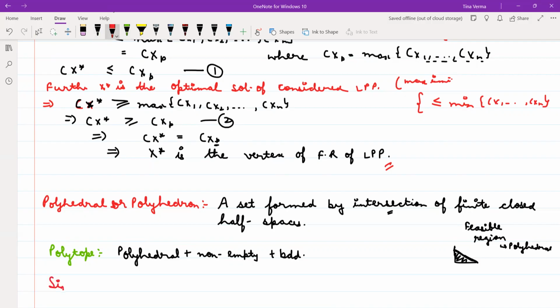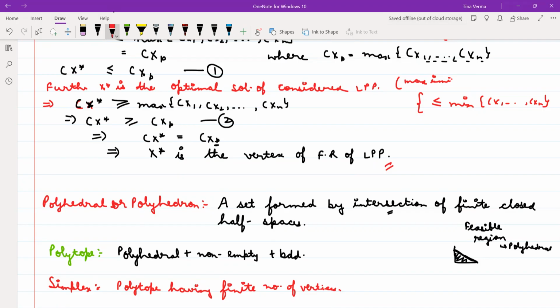Sometimes whenever we ask what is simplex, students say it is a method, but actually simplex method is a method. But what is simplex? A polytope having a finite number of vertices. अगर आपके पॉलीटॉप के फाइनाइट वर्टिसेस हैं तब हम उसको बोलेंगे सिंप्लेक्स. Okay, hope this is clear to you.